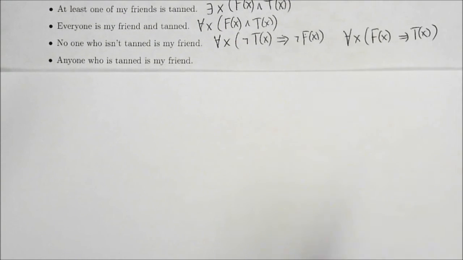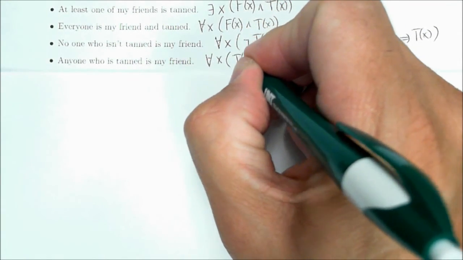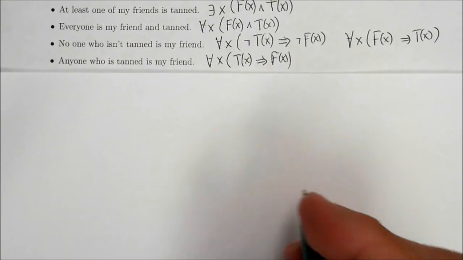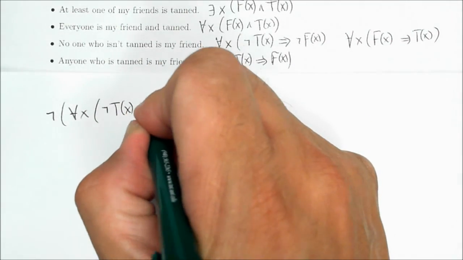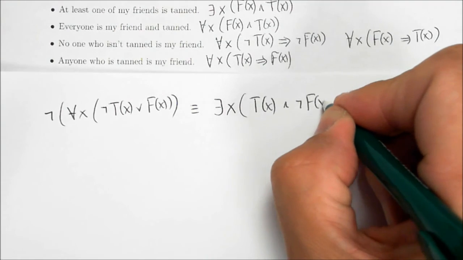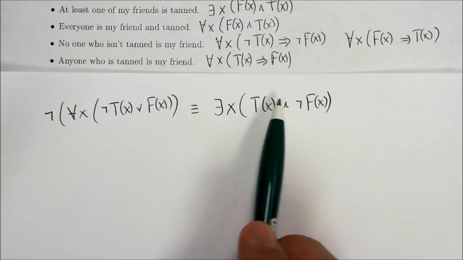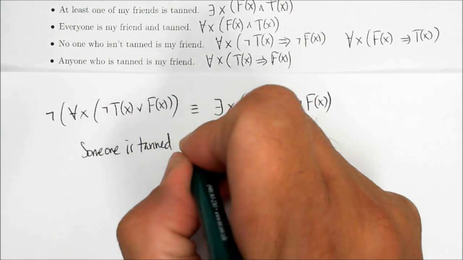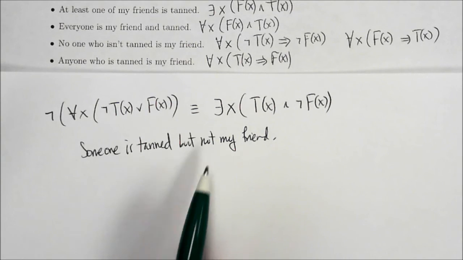Okay, next. Anyone who is tanned is my friend. And so this would be for all x, if they're tanned, then they're my friend. Okay, to find the negation of for all x, converting this again, not p or q, this would be that there exists an x such that t of x and not f of x. So the for all becomes a there exists, and then by De Morgan's laws, not the first is t of x, the or becomes an and, not the second is not f of x. So someone is tanned, but not my friend. The opposite of anyone who is tanned is my friend would be someone is tanned, but not my friend. So that would be the negation of that.